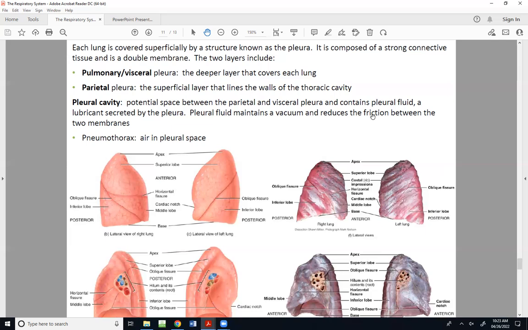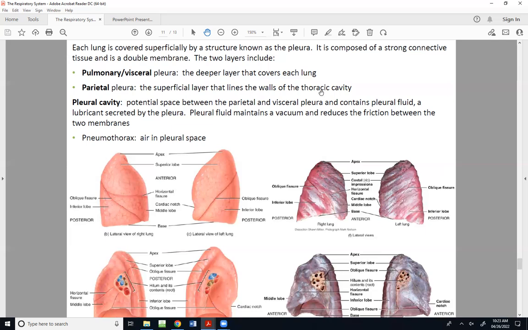If you get air in that space, it's called a pneumothorax. If you get blood in that space, it's called a hemothorax. If you've ever heard of a collapsed lung, it's where that connection, that attraction between those two membranes is lost. That vacuum has been eliminated, and it's probably because there's a hole in the parietal pleura, and thus the vacuum is not maintained.